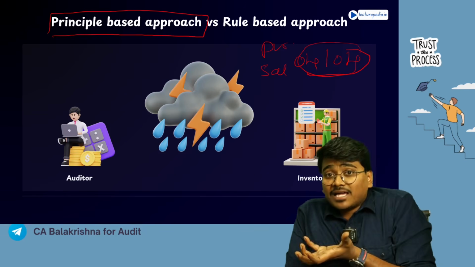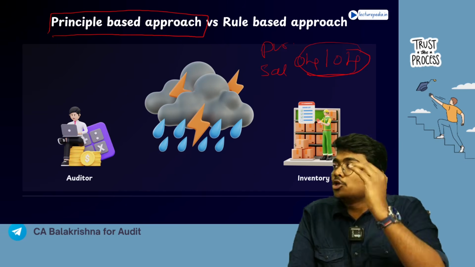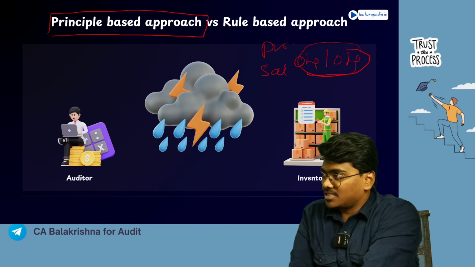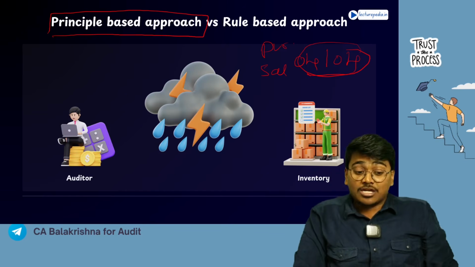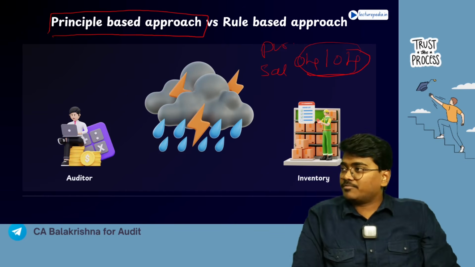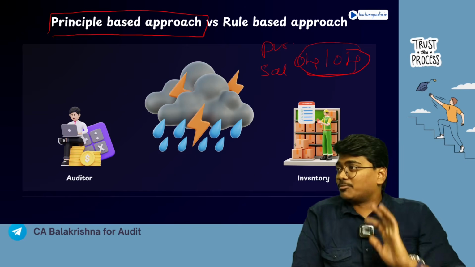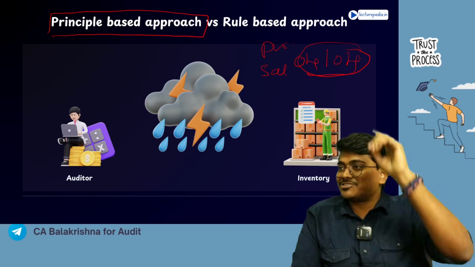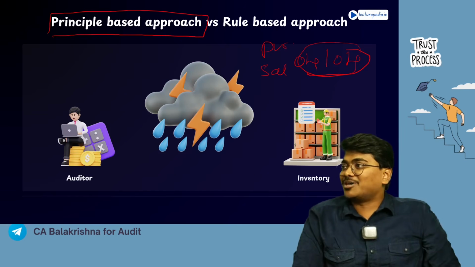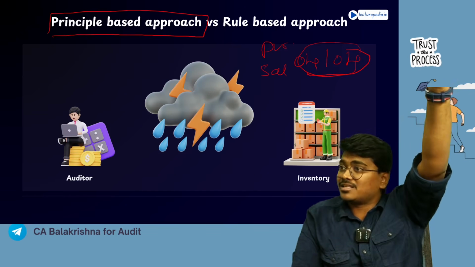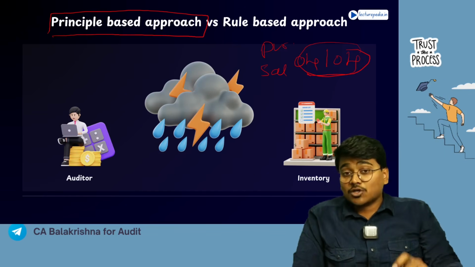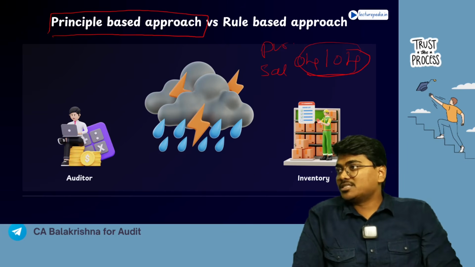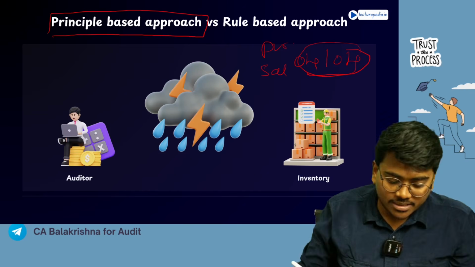So, by applying the principle based approach, you have decided to obtain audit evidence in this manner instead of visiting on 31st March. Now, for this same situation, if you apply the rule based approach, the auditor will become a monarch. Whatever the situation might be, I want to go on 31st March only, because the rule is saying to go on 31st March. Got it? So this is the difference between the principle based approach and the rule based approach.